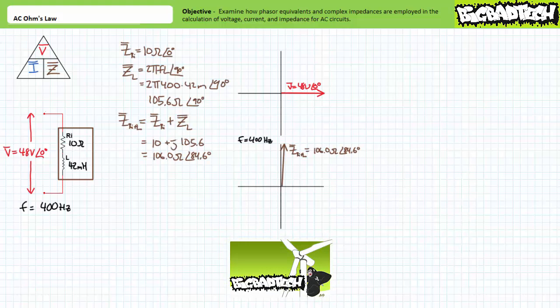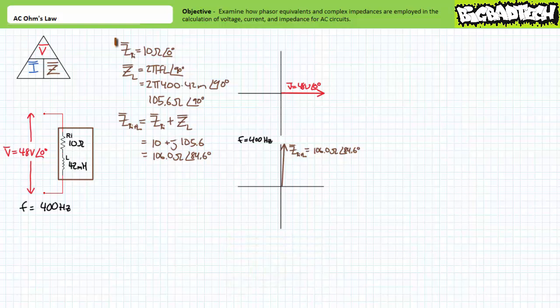Recall from the series complex lecture available at the Big Bad Tech channel, a non-ideal inductor can often be visualized as the inductive portion in series with a small internal resistance, in our case 10 ohms. The resistive portion has an impedance of 10 ohms at an angle of 0 degrees. The inductive portion has an impedance of roughly 105.6 ohms at an angle of positive 90 degrees at our given excitation frequency of 400 Hz.